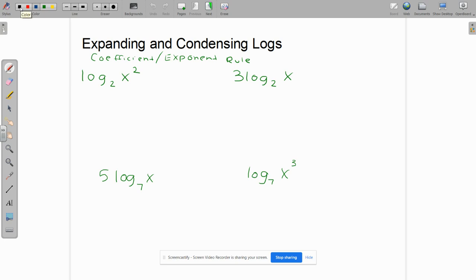All right, hey guys. So in this video, we're going to be talking about expanding and condensing log functions. By now you should have an introduction as to how logs work and how to solve for them and sort of what they mean when you're looking at a given equation.